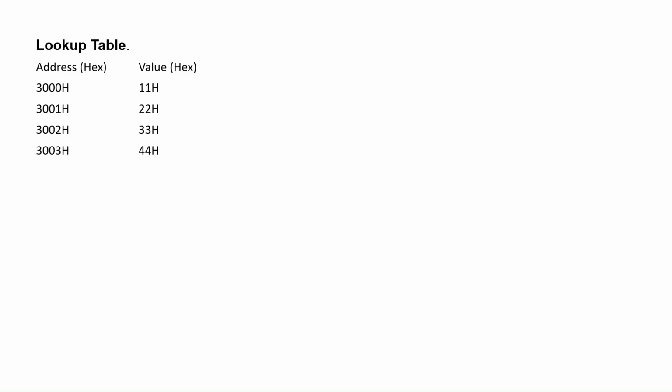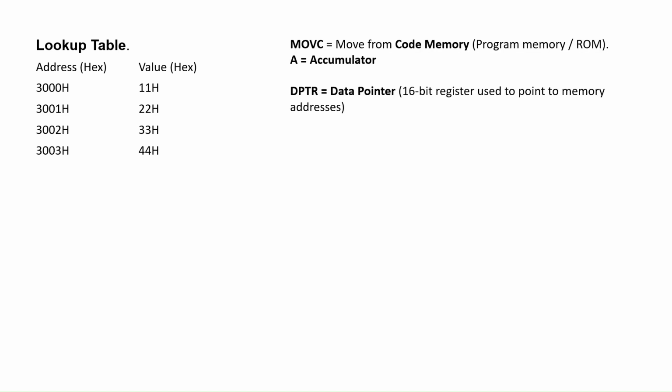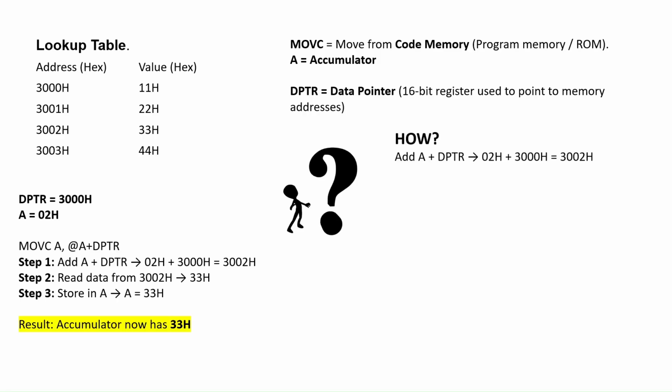Understanding the registers. In this instruction we have two registers. Accumulator, A, 8-bit register, used for arithmetic and data operations. DPTR, data pointer, 16-bit register, used to point to addresses in memory. So the instruction MOVC A, @A+DPTR means take the value inside A, add it to DPTR, use the result as an address in program memory, read the data from that address, store the data in accumulator A.